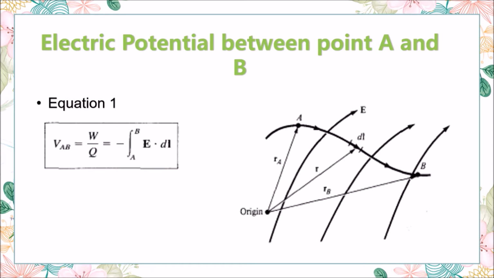Thirdly, VAB is independent of the path taken. Fourthly, VAB is measured in joules per coulomb, commonly referred to as volts. Thus, equation 1 is derived, that is, VAB is equal to work done over Q charge, equals negative integration from point A to point B of E in the direction of dl.